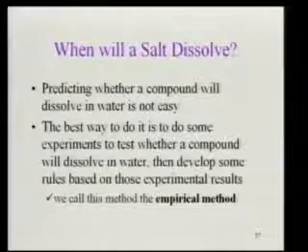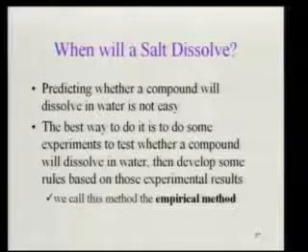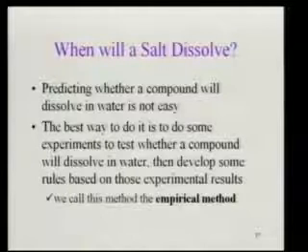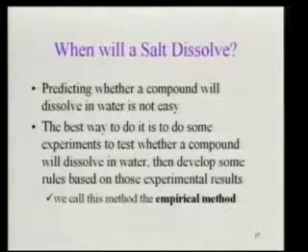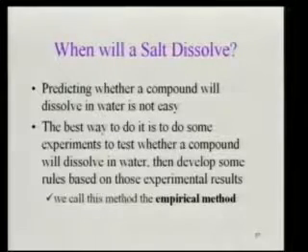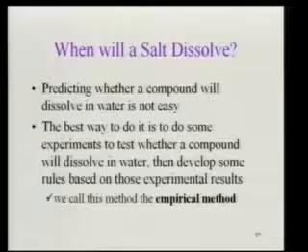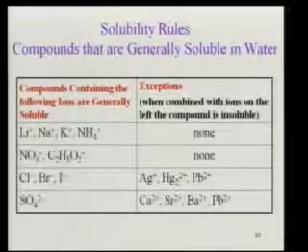Okay? Now, it says predicting whether a compound will dissolve in water is not easy. It is for you, but for the chemists who had to figure all this out, it's not, because mostly it is trial and error. It's mostly let's mix it together and see if it'll dissolve. And then let's keep track of all of our results so that we can make a table in chemistry books so people never have to do this again. Okay? And that's where these tables are going to come in that I'm going to show you.